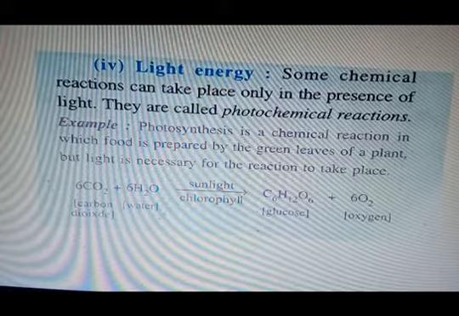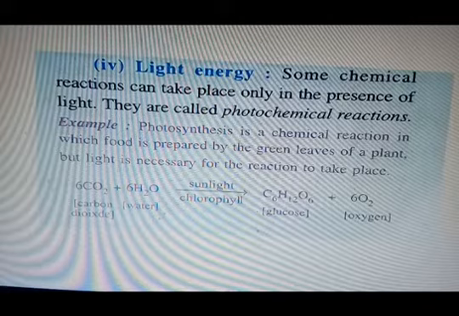So what are photochemical reactions? The chemical reactions which take place in presence of light are called photochemical reactions. So these photochemical reactions take place in presence of light only.